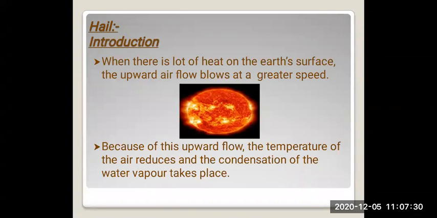Next, the second major form of precipitation is hail. So this is the second form of precipitation, hail. Yes. Hail means what? It is small and very hard balls of ice that fall from the sky like a rain.